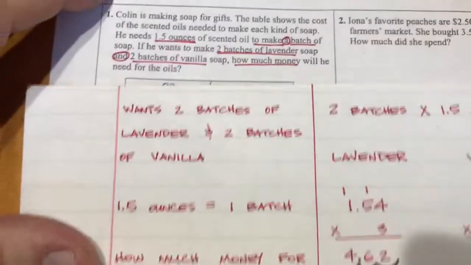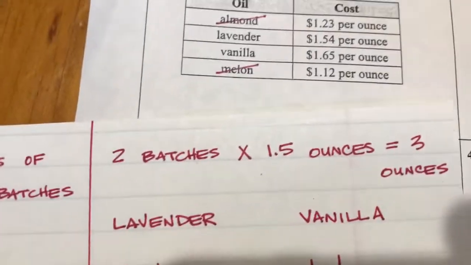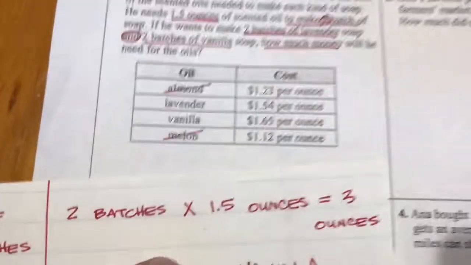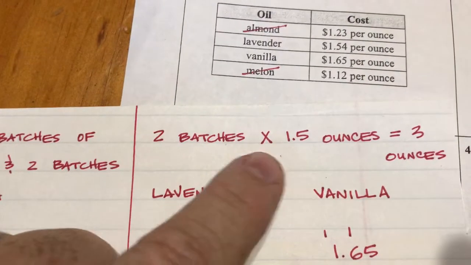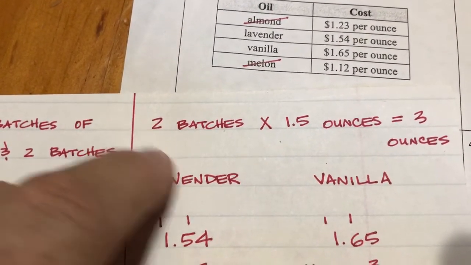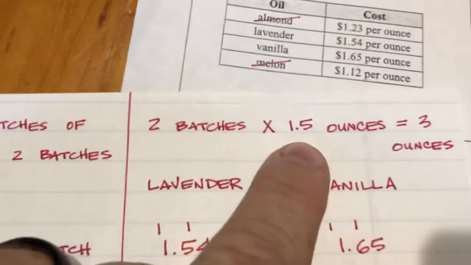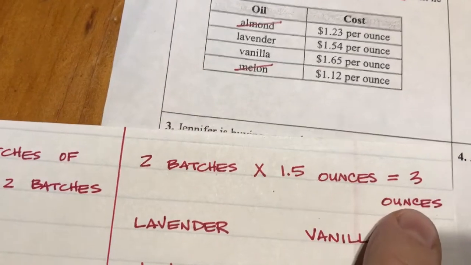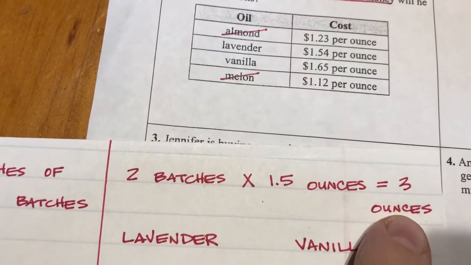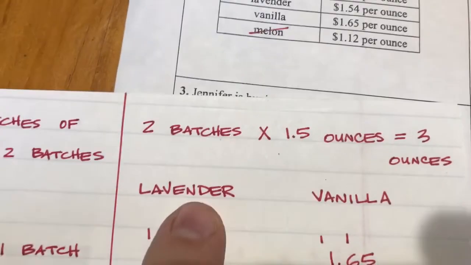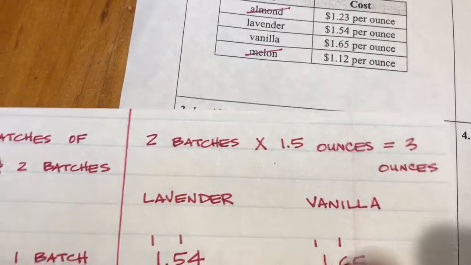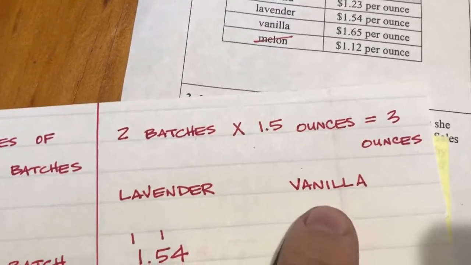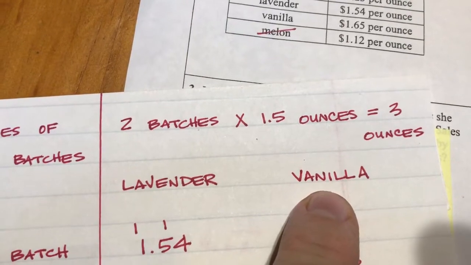So in order to work through this, first of all, you got to think about we're not making 1 batch. 1 batch is 1.5 ounces. We're making 2 batches, so we're going to have to double that. So that's easy to do without multiplying. 1.5 and 1.5 is a total of 3 ounces. So if he wants to make 2 batches of lavender, he's going to need 3 ounces. If he wants to make 2 batches of vanilla, he's going to need 3 ounces.